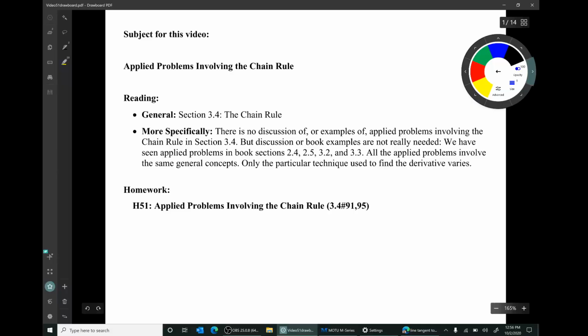Hi, I'm Mark Barsamian. In this video, I'll be doing examples that are applied problems involving the chain rule. This material is from section 3.4, the chain rule, but more specifically, there is no actual discussion or examples of applied problems involving the chain rule in section 3.4.